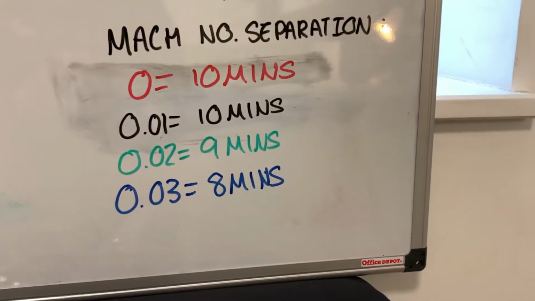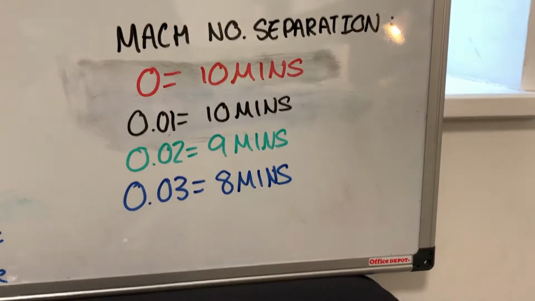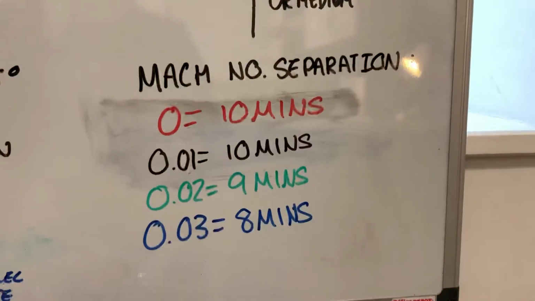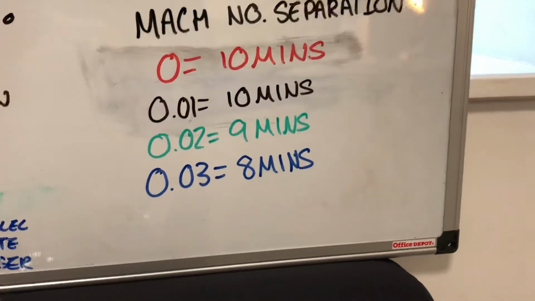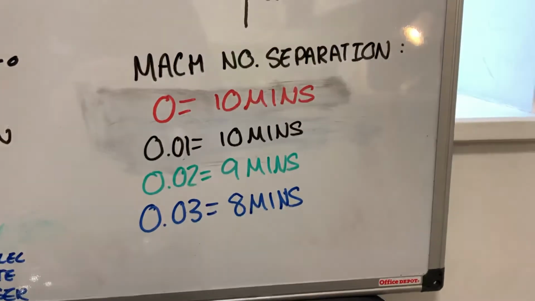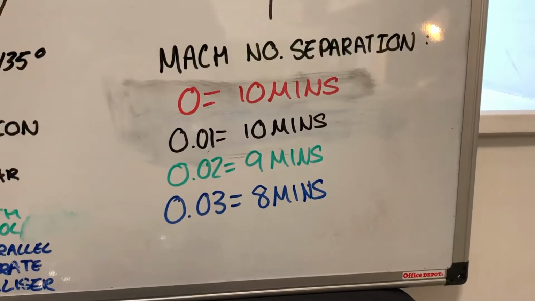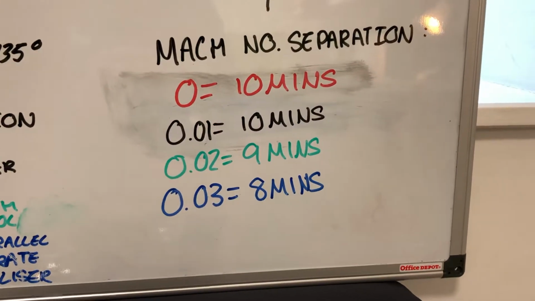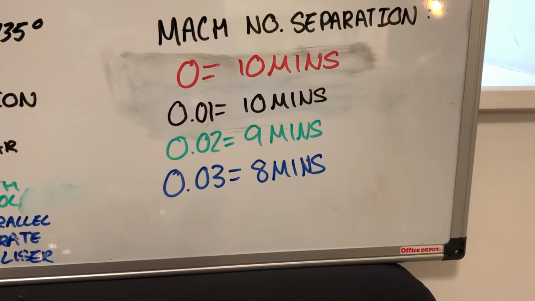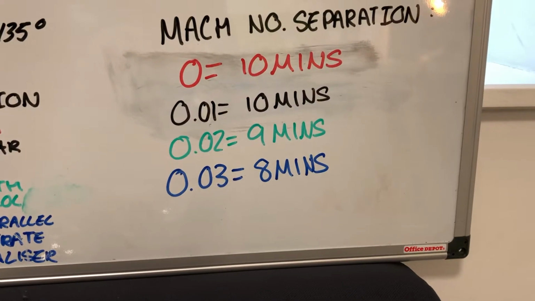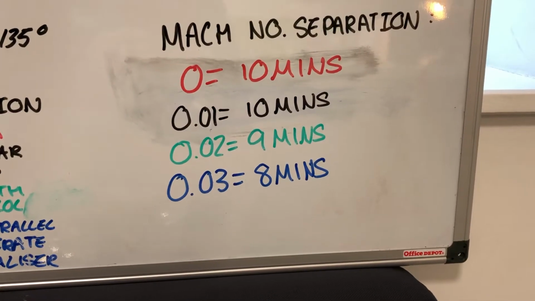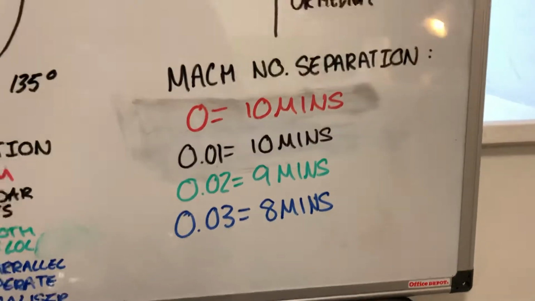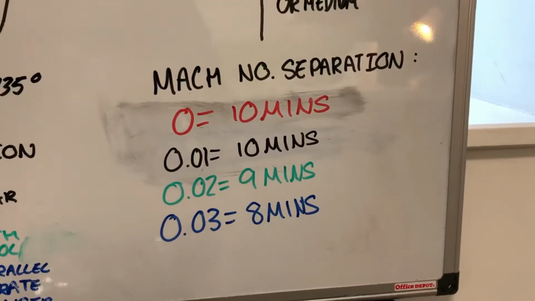Mach number separation, pretty straightforward. For every 0.01 increment of Mach number separation, so this means the aircraft in front of you is travelling 0.01 of a Mach faster than you, or whatever the unit is. It's the aircraft in front of you travelling faster. So if I'm sat here in my plane doing, I don't know, 0.85 Mach and the aircraft in front of me is doing 0.86 Mach, then we have to be separated by 10 minutes. The same goes if there's no difference in your Mach number speeds.